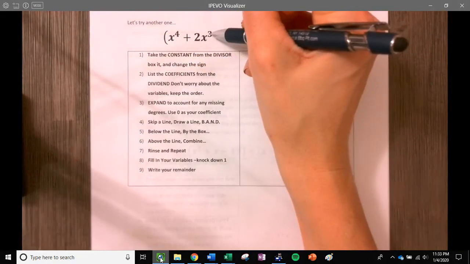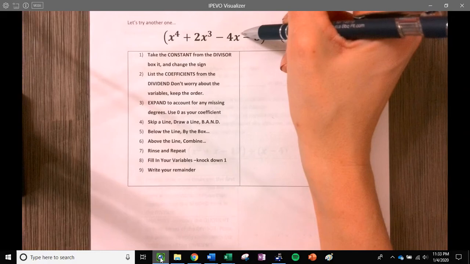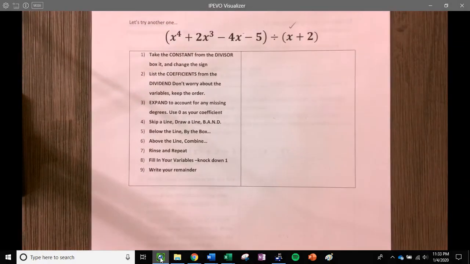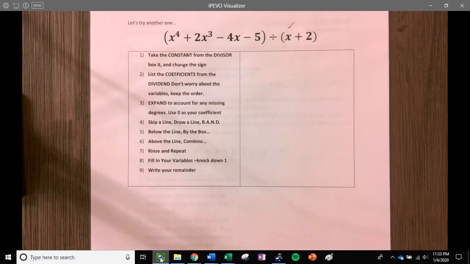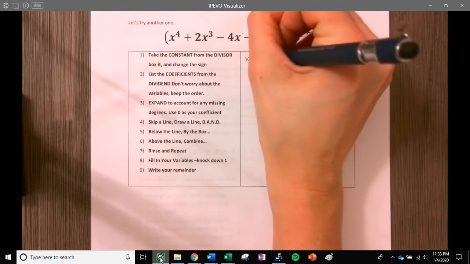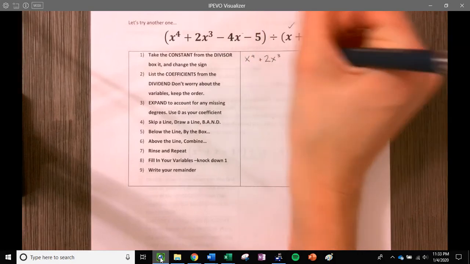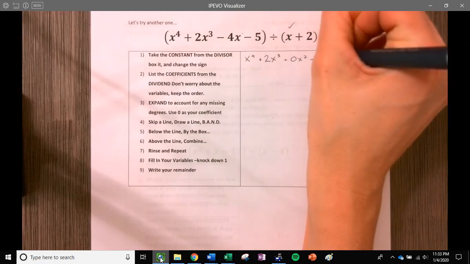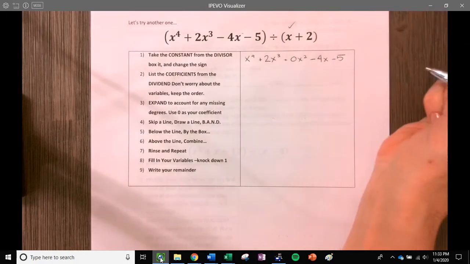4, 3, something is missing. I go from 4 to 3 to 1, which means what do I need to do here before I can start dividing? I need to expand. I need to put in my placeholder to represent the missing exponent. So in this case, I need to put in a placeholder to represent x squared. I'm going to rewrite this whole problem. X to the fourth plus 2x cubed plus 0x squared minus 4x minus 5.